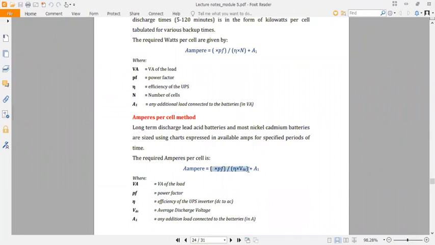We can use this formula, and similarly we can add the value for different types of loads. If there are 4 or 5 loads, we can add the value for all of them using this formula, and the total sum will give the ampere rating of the battery. So it's simple mathematics. Each and every parameter will be given, and then we can easily find out the ampere rating.